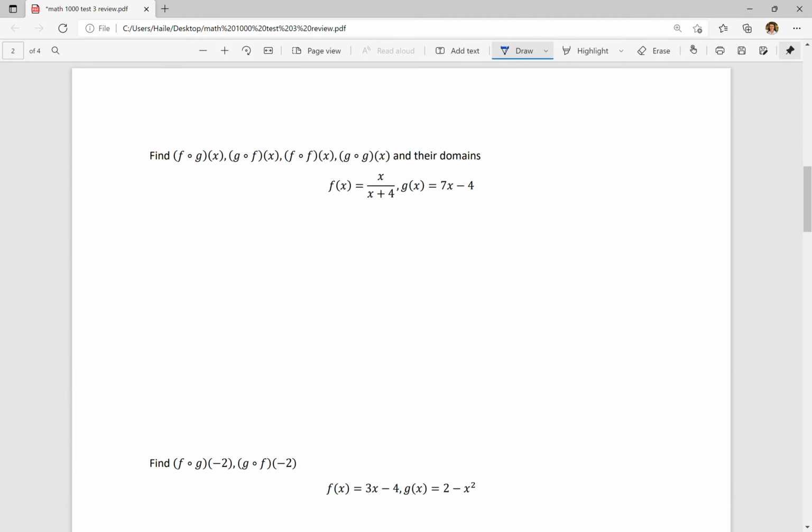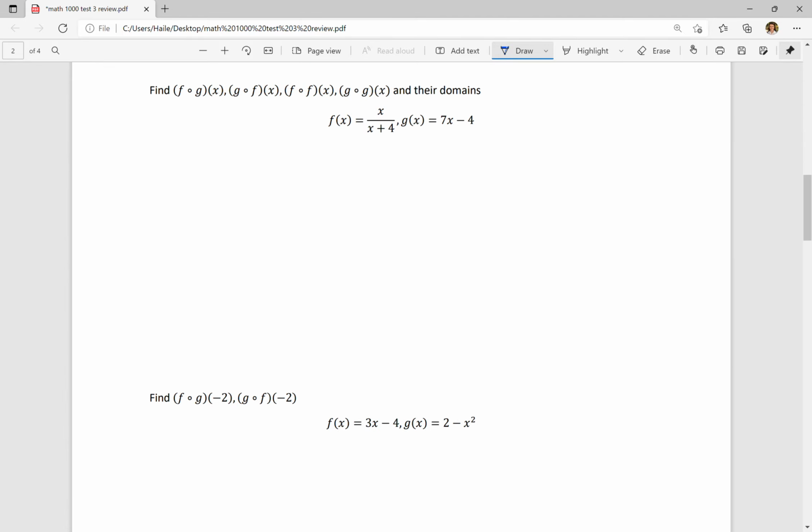In this next example, we're going to switch gears a little bit and go to composite functions. So instead of adding and subtracting functions or multiplying or dividing, what we're going to do now is substitute entire functions into each other. So for this example, we want to find f of g of x, g of f of x, f of f of x, g of g of x, and their domains.